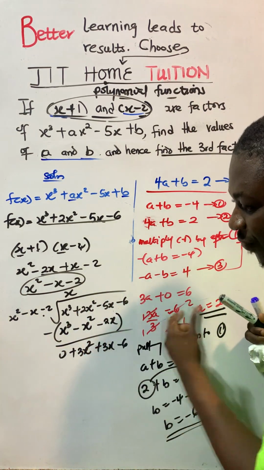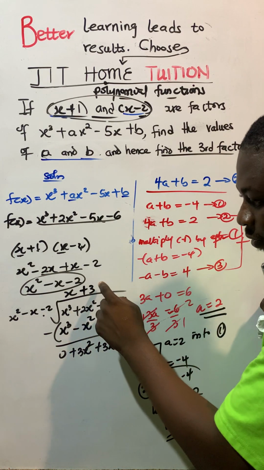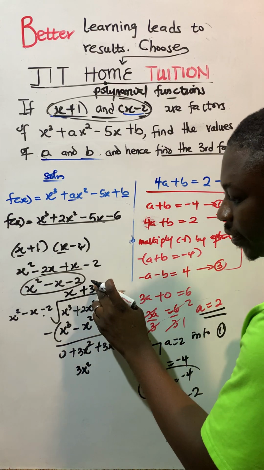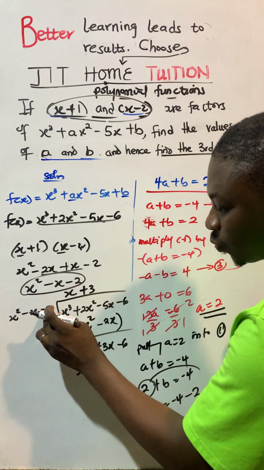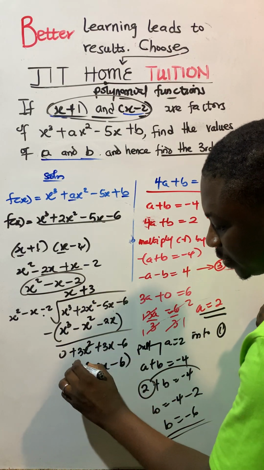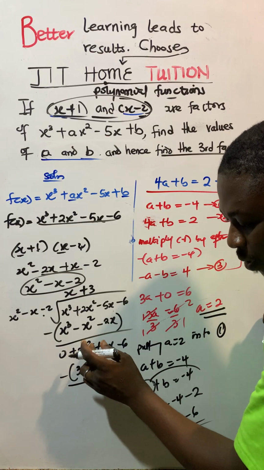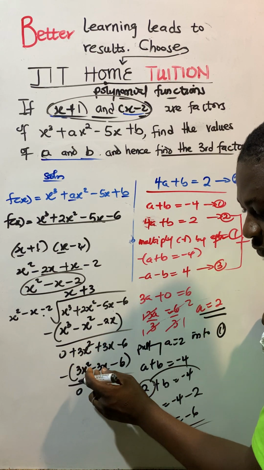X squared will divide that, giving you plus 3. So the 3 will multiply this, giving you 3x squared. The 3 will also multiply this, giving you negative 3x. The 3 will also multiply this, giving you negative 6. Then you subtract. So the negative will affect this one, so that will become 0 when you add them. Then the negative will also affect this one.